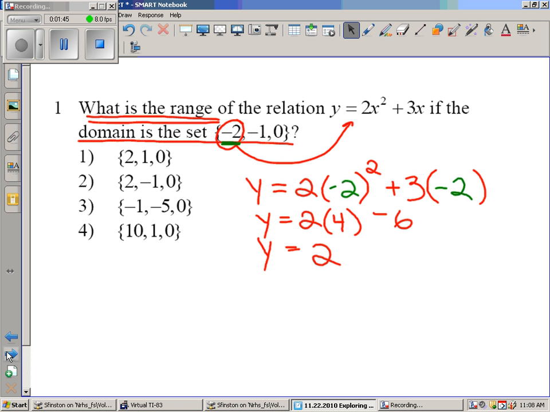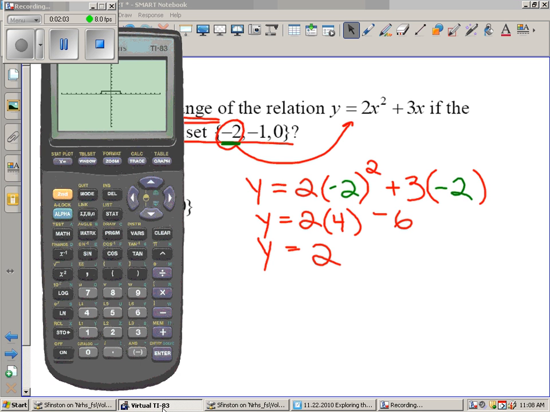Now I showed this to you because I want to talk to you about real life stuff. We could have made lots of mistakes in this, right? I could have dropped a negative. There's lots of moving parts. The calculator can do these super fast, and it's super efficient, and I want to show you how to use it. Here's what you do.